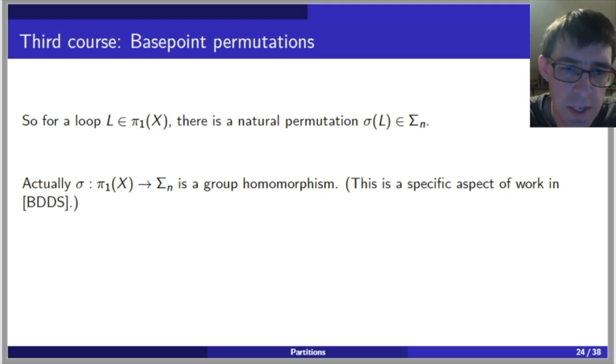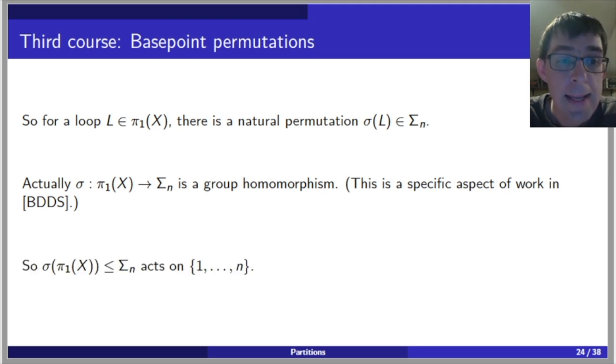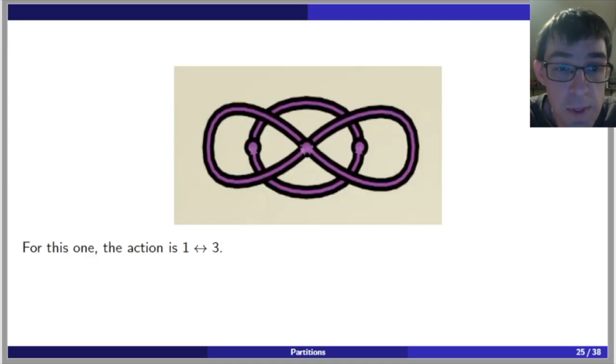This sigma is a group homomorphism. And so sigma, its image as a group homomorphism, is a subgroup of the symmetric group, and that means that it gives you an action on the set of just numbers 1 through n. You should think of every loop in the domain acting on this by permuting the base points according to some rule. All right, and for this one, the action was 1 and 3 are interchanged, and 2 stays where it is, right?